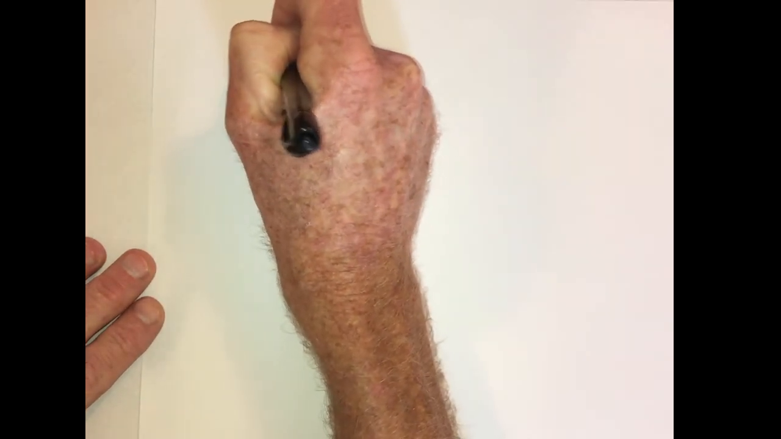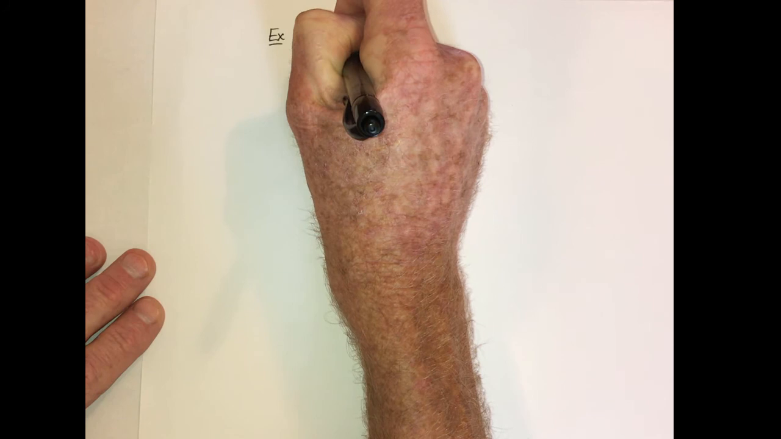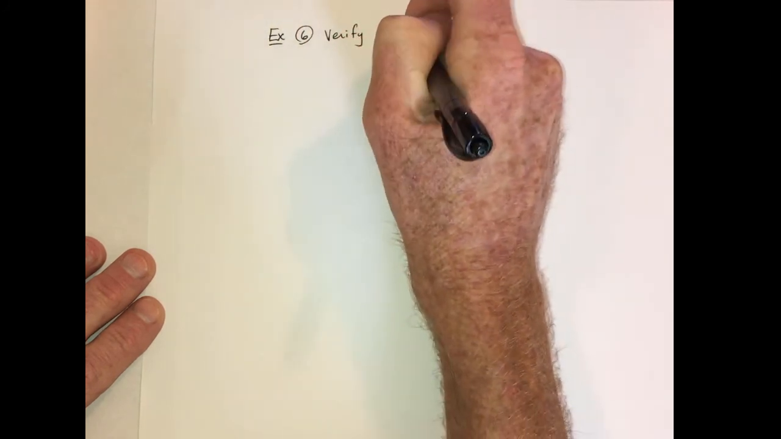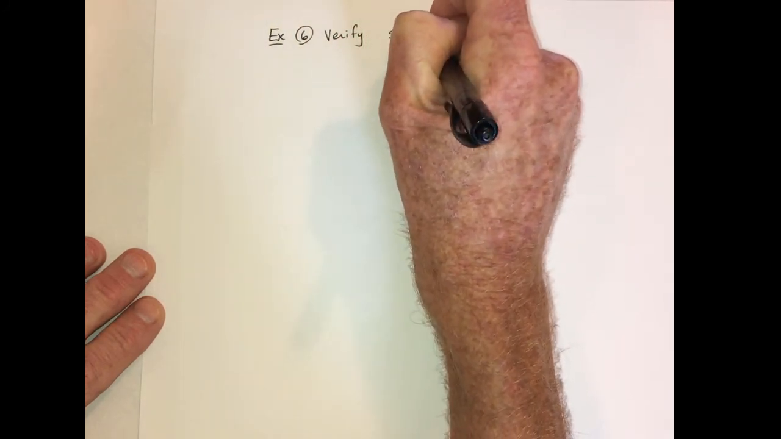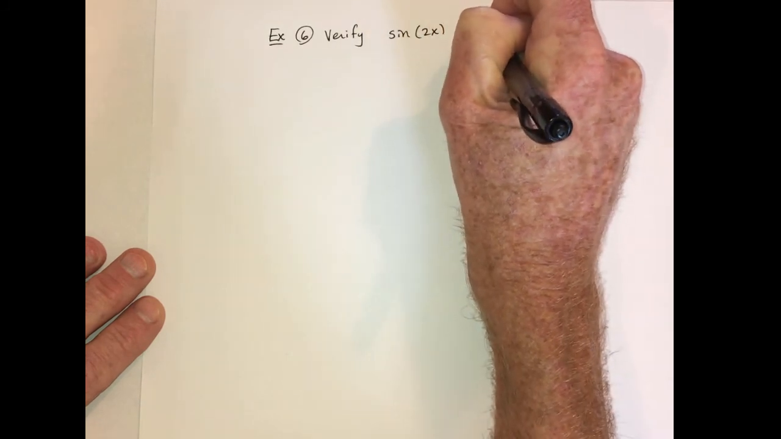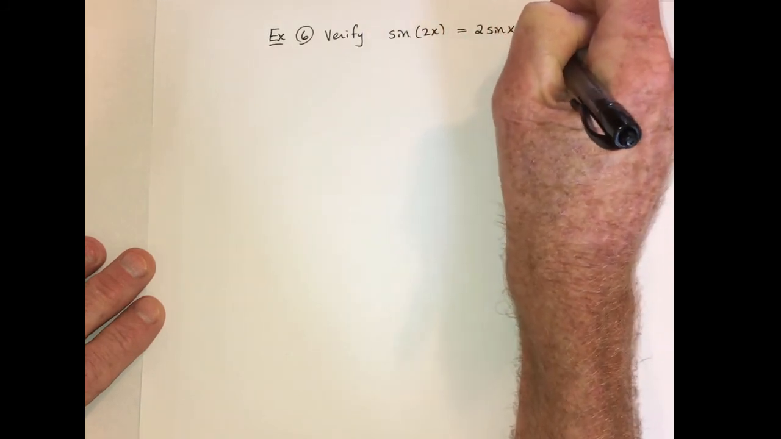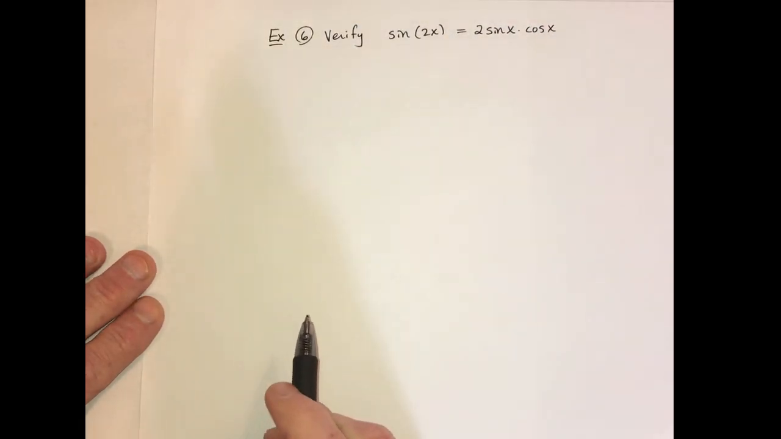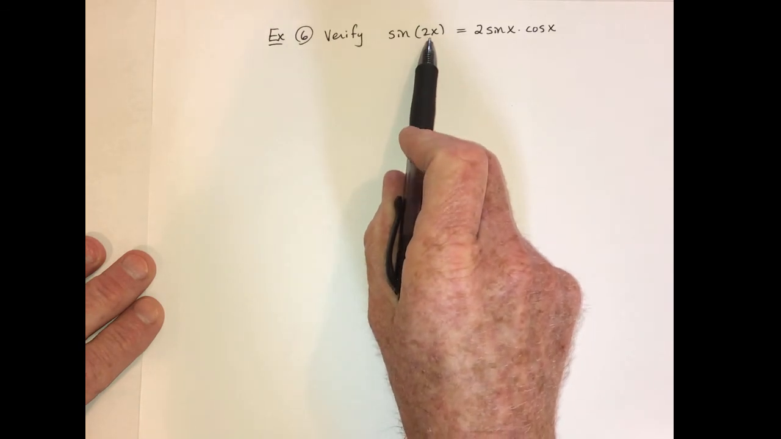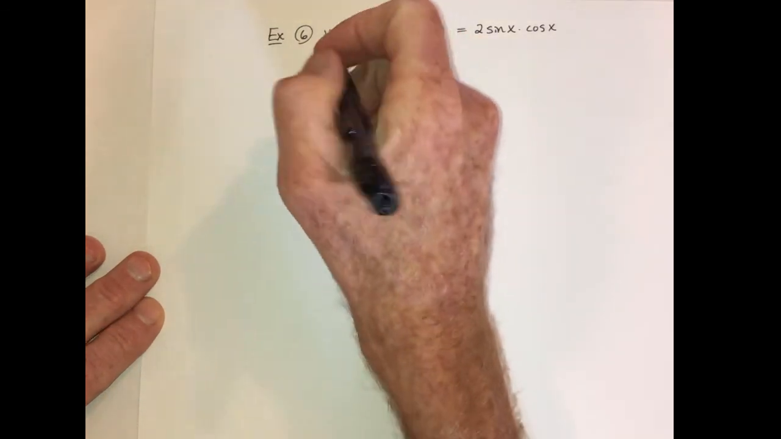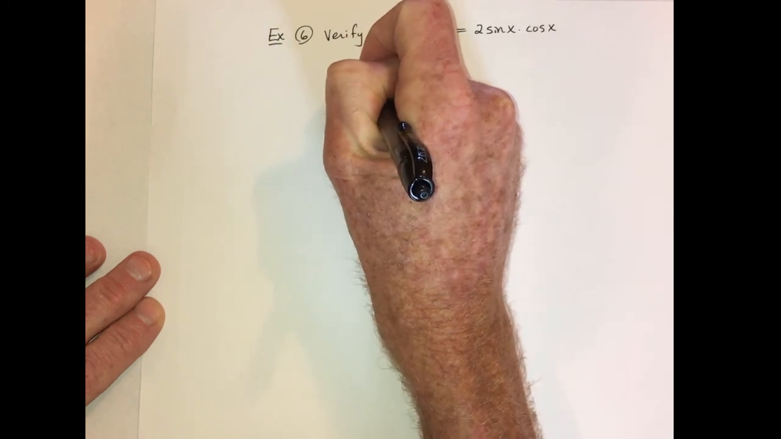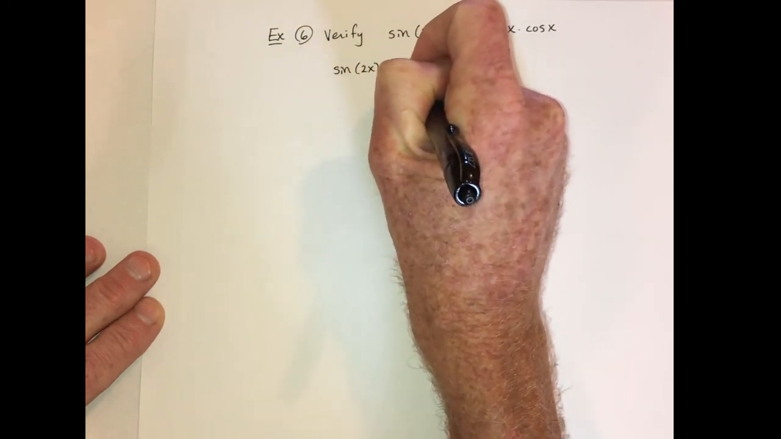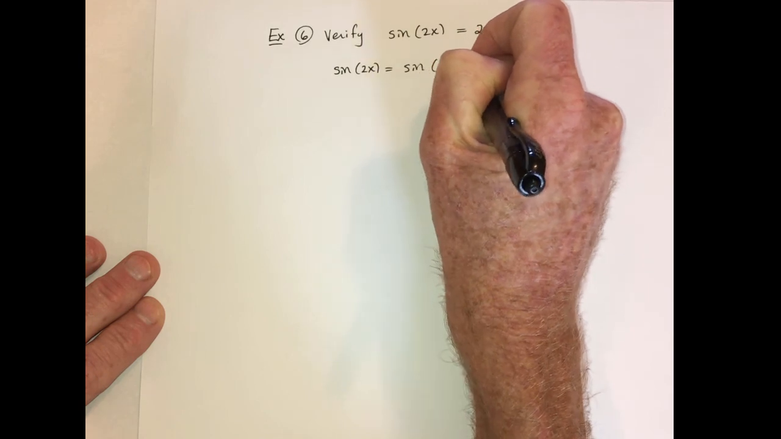And then one more. Let's see, there must be example 6. So another verify the identity. Verify that sine of 2x is equal to 2 times sine of x times cosine of x. And like one that we did earlier, I'm going to rewrite this as x plus x. So sine of 2x can be rewritten as sine of x plus x.